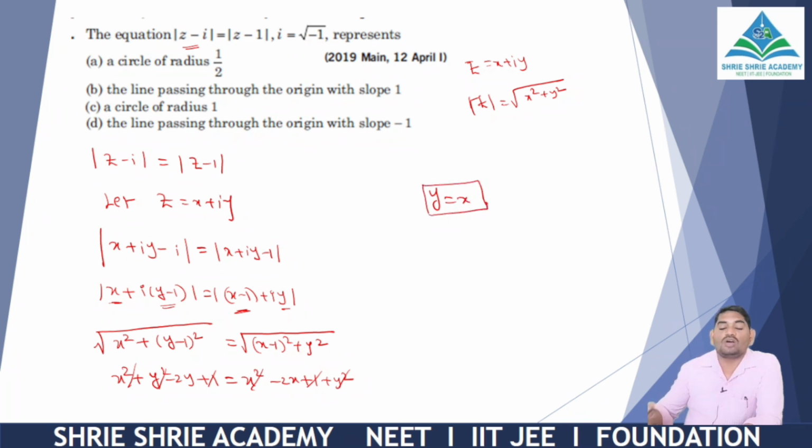Students, this is in the form y = mx. What is y = mx? A straight line passing through the origin with slope m. What is the slope here? 1. So it is a line passing through the origin with slope 1. So the second option is the correct answer.